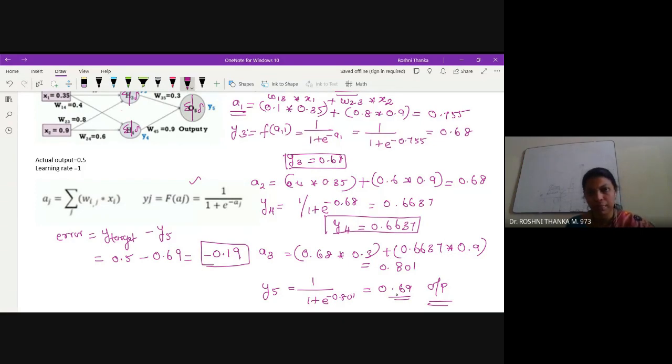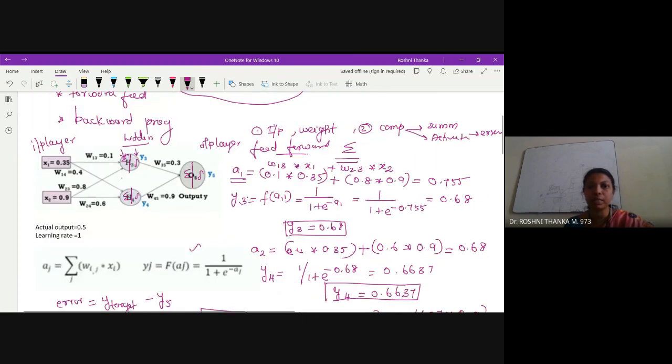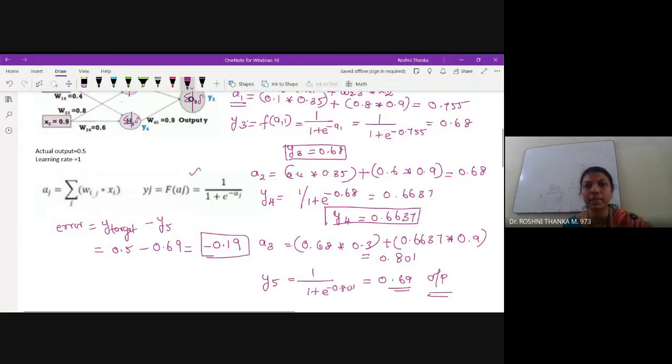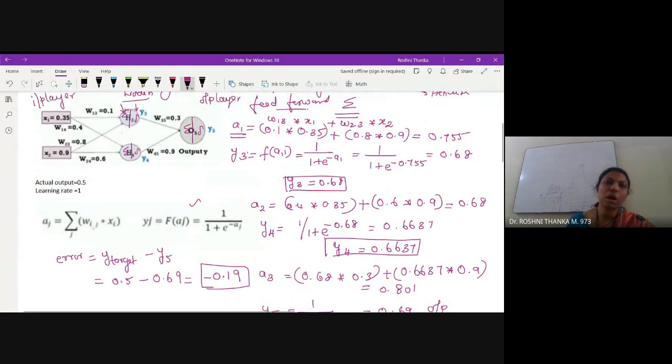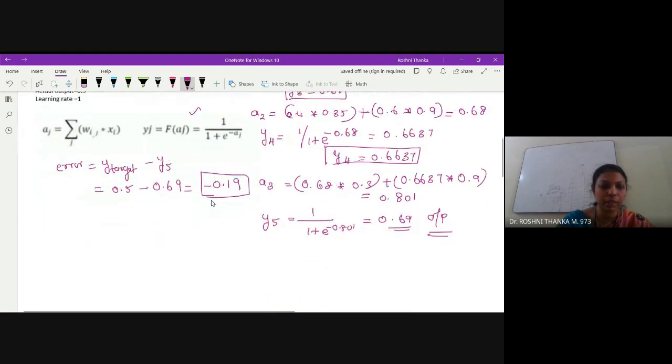There are two things: forward pass and backward pass. Now we completed the forward pass. The next thing, after we find the error: since there is an error of minus 0.19, we have to go back and update the weight. How will you do weight updation? First we have to update this weight, and after updating it, go and update the other weight of this node. Similarly, first update this weight, and based on this, go back and update the other weight of this node. Let us see some examples, and you do the same thing for the rest.